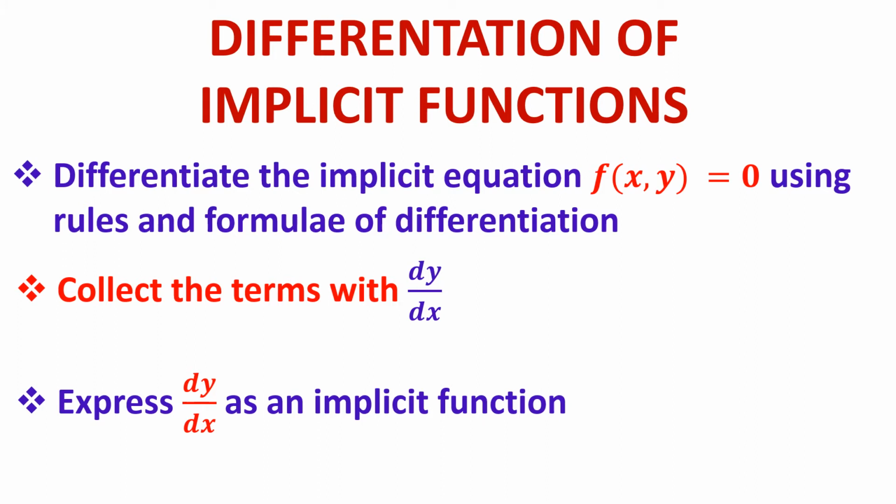It is very simple. Keeping dy by dx on the left hand side, we are going to use the equal sign, and we are going to express it as dy by dx is equal to something once again made up of x and y. Therefore, dy by dx will be an implicit function of x and y.